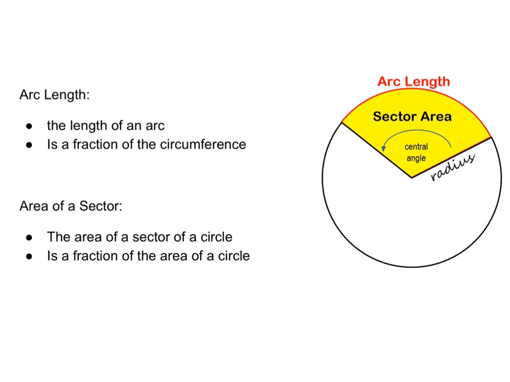So in this diagram, the arc length is the length of this part of the circle, as if we were to take a tape measure or something and measure it. The area of the sector is the area of that specific sector, like a section of the circle, and it's a fraction of the area. So this area of the sector is the area of this piece of the circle.